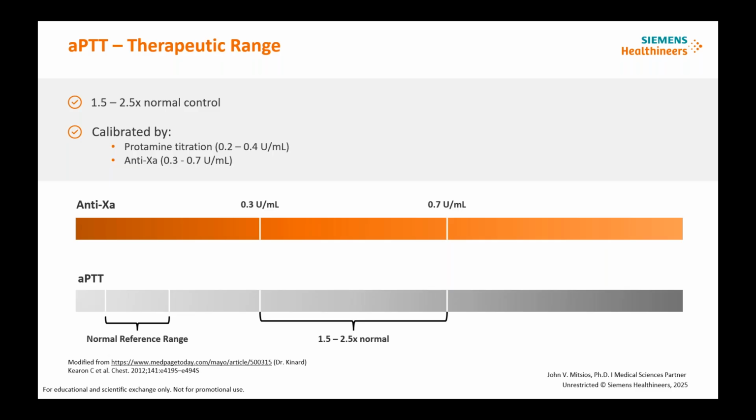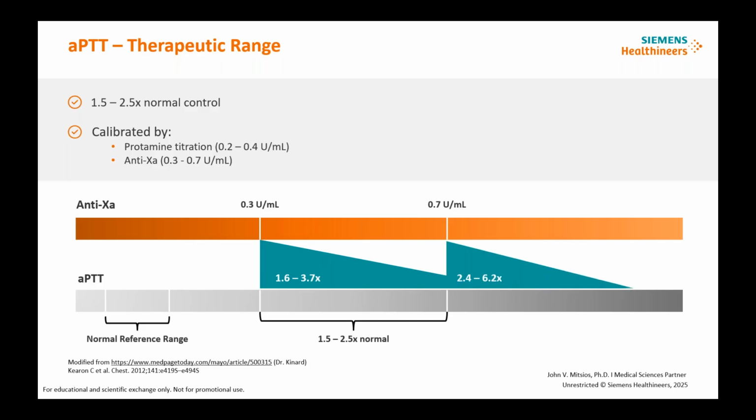We would think that there would be a good correlation between both the 0.3 and the 0.7. But what's interesting is when you look at these studies, they show that at the lower end of 0.3, you're seeing about 1.6 to 3.7 times difference. That's a pretty big difference at the lower limit. At the higher limit of 0.7, you can get from 2.4 all the way up to 6.2 times. So there's a variable sensitivity of heparin when we're looking at the APTT reagent.